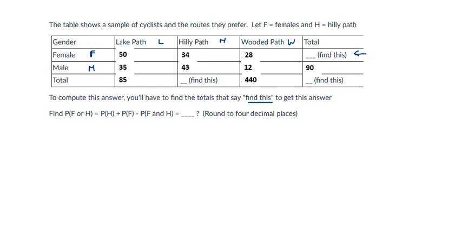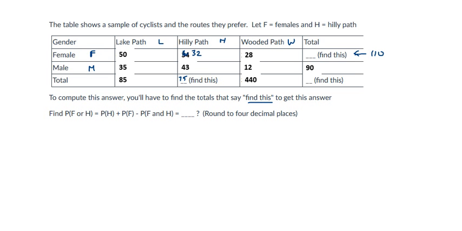So if we add up our totals in this example, 50 plus 34 plus 34 plus 28... that should be a 32. Sorry, let's go with 32. This is going to work out to be 110. And by the way, the number of those taking the hilly path, 32 plus 43, gives us 75.